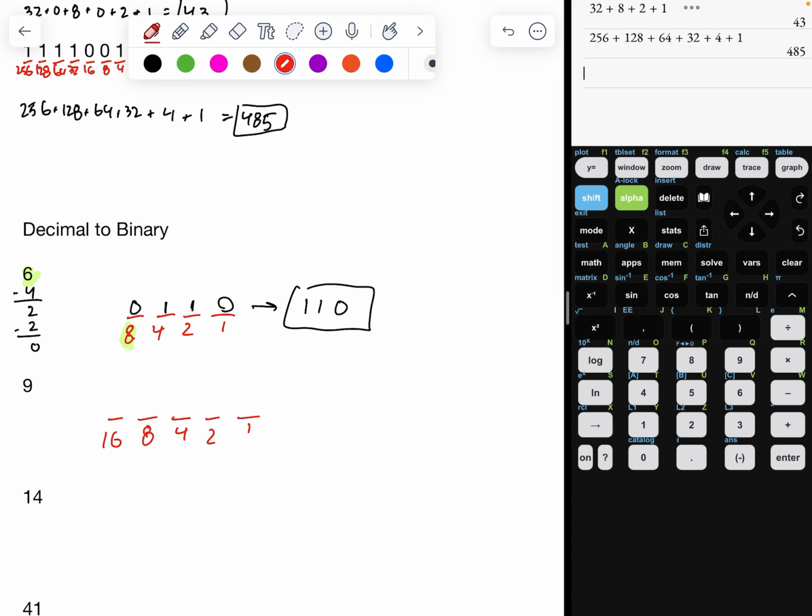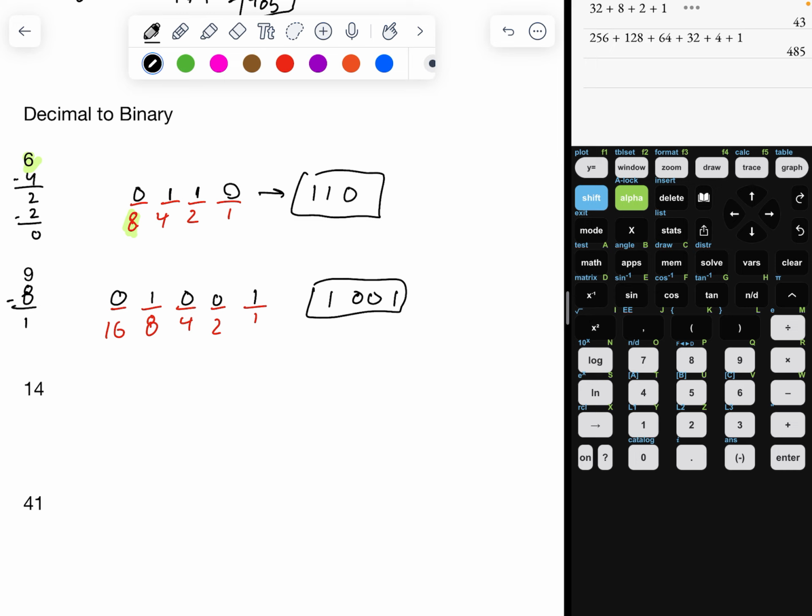16. Now again, obviously 16 is too big. 16 doesn't go into 9. 8 does, that's a 1. But once I take that 8 out, I've got 1 left. So 4 is too big, 2 is too big. I do need a 1. And that 8 and that 1, 8 plus 1 is 9. That makes sense. So again, I can drop the leading 0, but I need the trailing 0. 1, 0, 0, 1. Well, actually, it's not a trailing 0. It's an ending 1. All right, we'll do a couple more quickly.